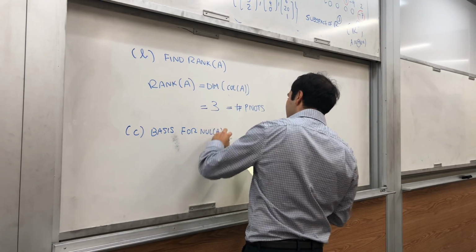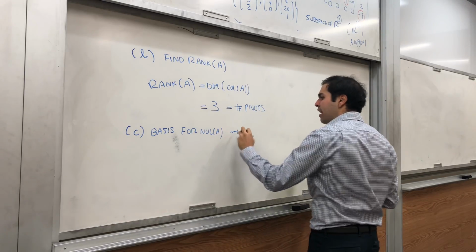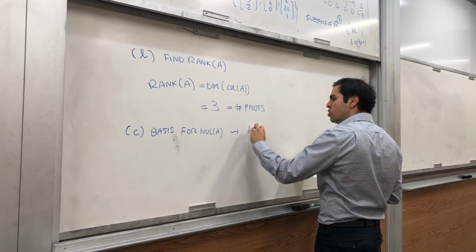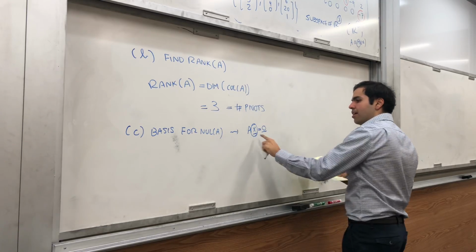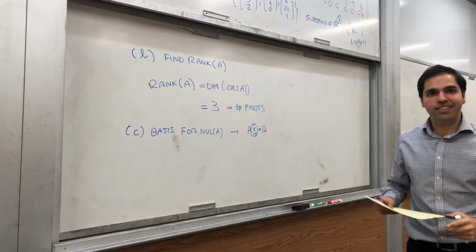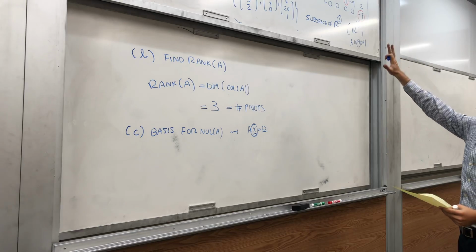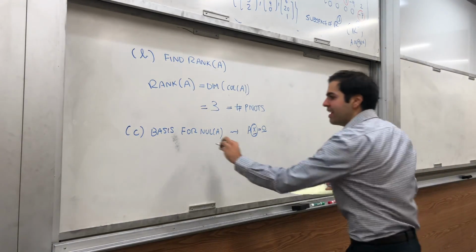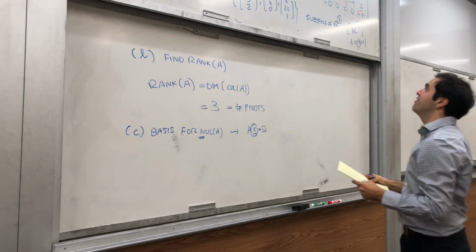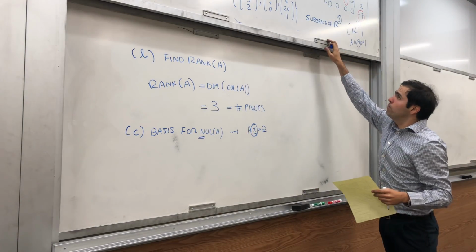For null of A, that's just the set of solutions of Ax equals 0, which means you have to find x. Very important: the column space deals with the outputs, the null space deals with inputs. That's good.